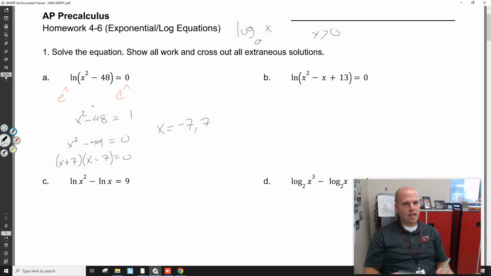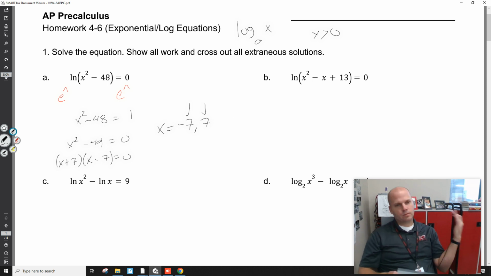So we're going to get answers, and we're going to have to check to make sure they work in the original equation. And these both do. If I plug in -7, square it, 49 minus 48 is 1. The natural log of 1 is 0. 7 squared, 49 minus 48, is the natural log of 1, which is 0. Just a reminder for all of these questions: check your answers. Make sure they work.